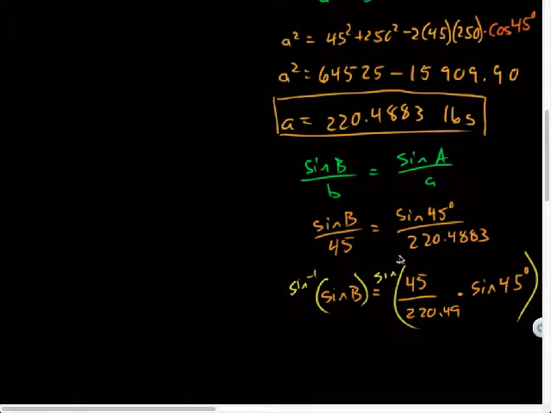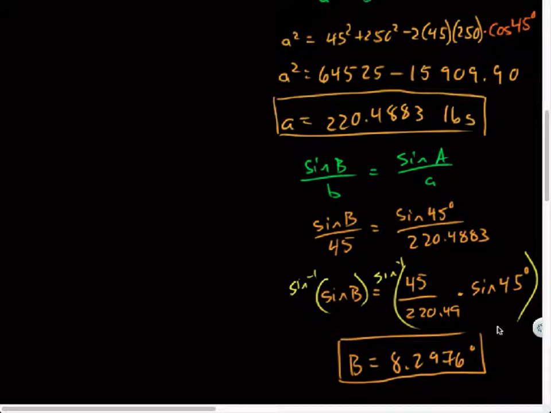It's inverse, both sides. So I'm going to get angle B equals, and I'll have to plug that into a calculator very carefully. So sine inverse of 45 divided by second answer, I'm going to do, just because I happen to have that number 220.4 blah blah blah still in there, times the sine of 45. What's sine of 45, guys? Root 2 over 2. And I get B is equal to 8.2976 degrees.